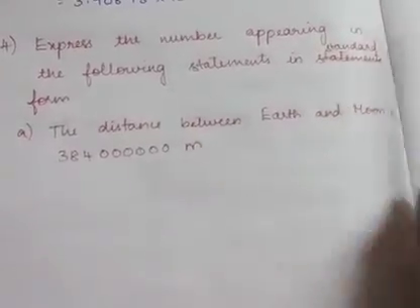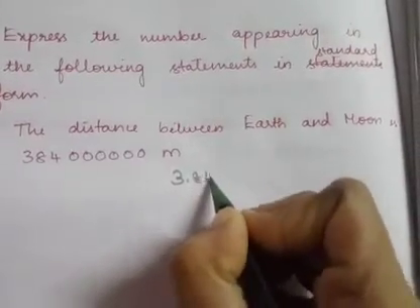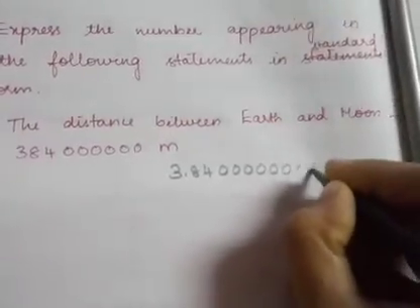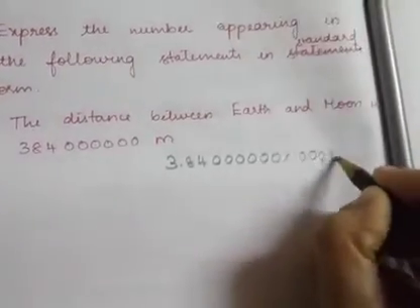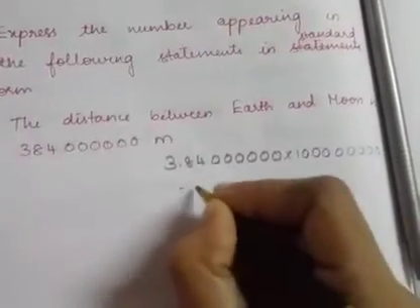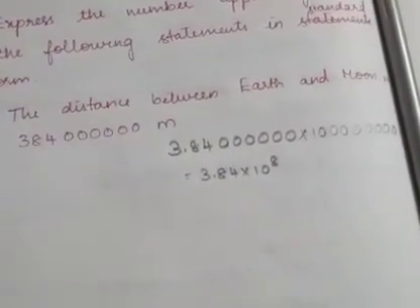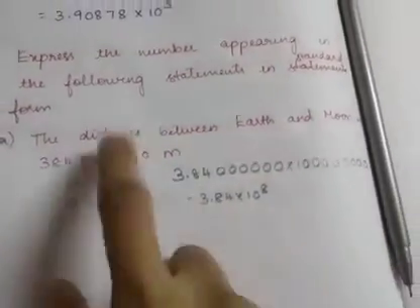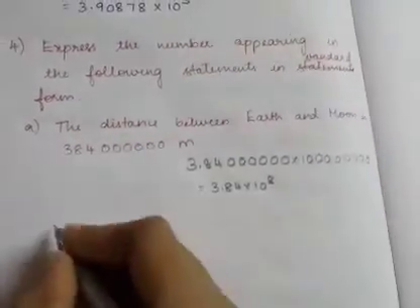So first you can write the standard form. Okay, here I'll write in pencil. 3.84 0 0 0 0 0 0 into, how many digits are there? 1 2 3 4 5 6 7 8. 8 digits are there, right? So how will you write? 3.84 into 10 power 8. So this is your standard form for this particular number. But we should write this value with this statement, right? Only then it is correct.